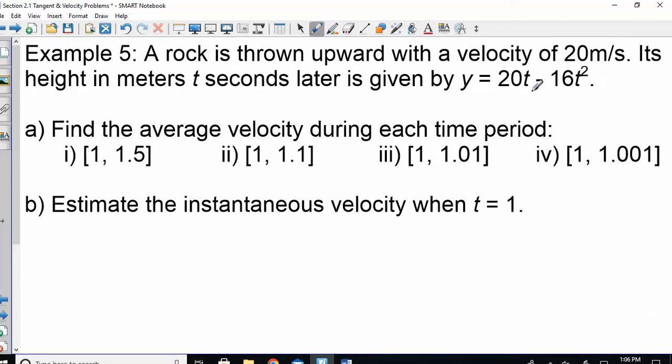So this time I have a rock that's thrown upward with a velocity of 20 meters per second. And here is its height equation. So I want the average velocity during each time period. And I want to use that to approximate the instantaneous velocity at 1 second.